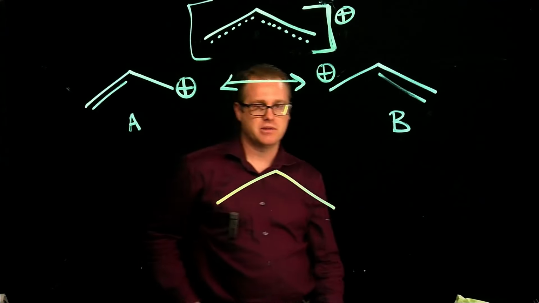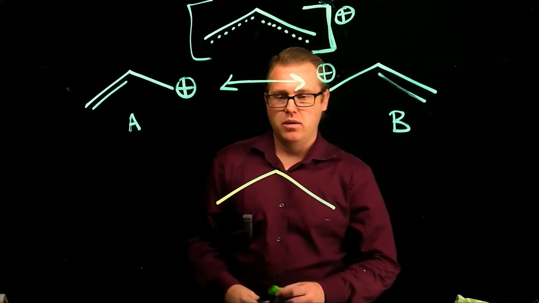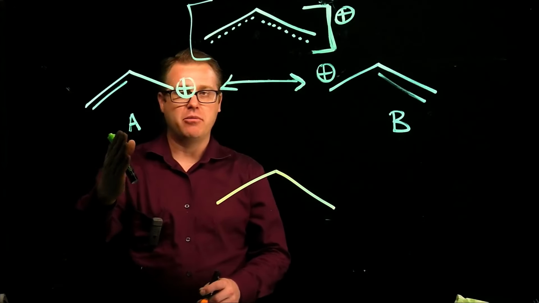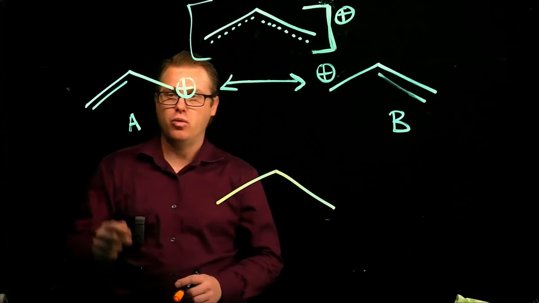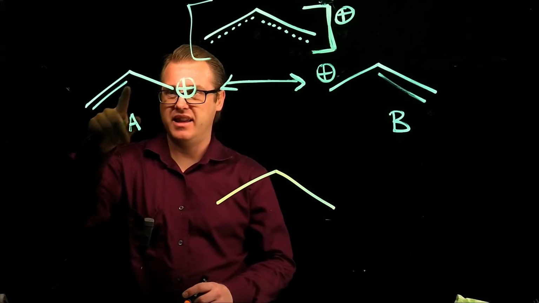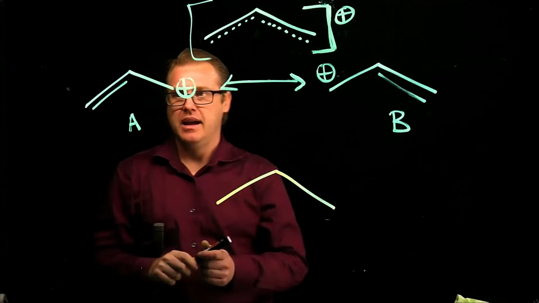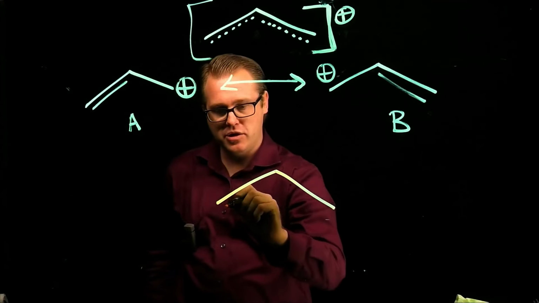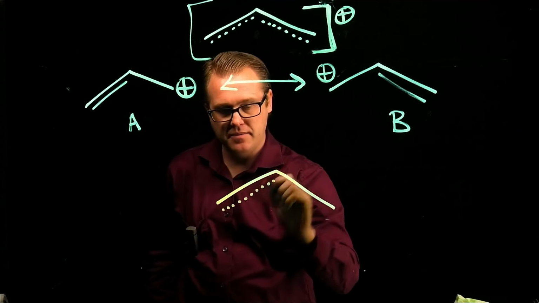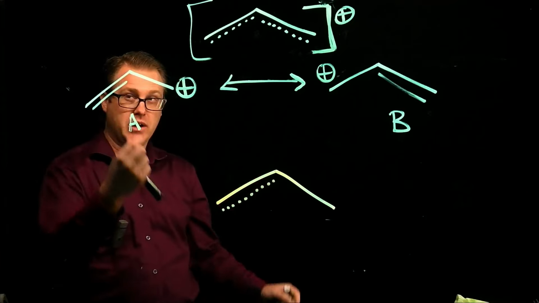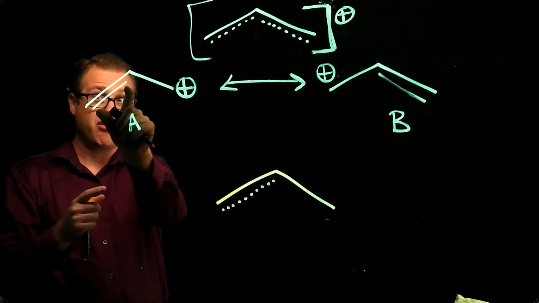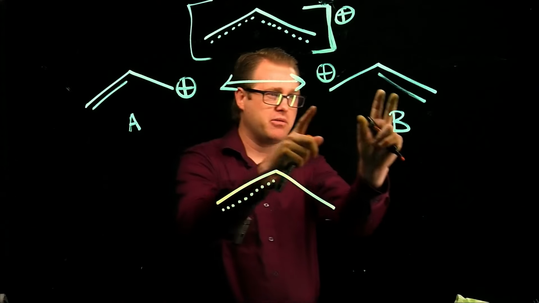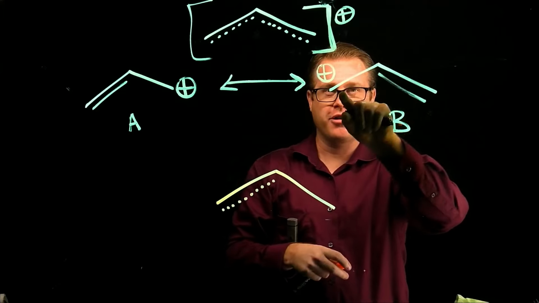So 3 carbons. Now, when I look at resonance structure A, I'm looking for the double bond. Where is it? It's on this side, on the left side. And so what I'm going to do to represent that double bond is I'm going to just show dotted lines. Because what it looks like is the double bond is present with resonance structure A, but when you go to resonance structure B, it's no longer there.